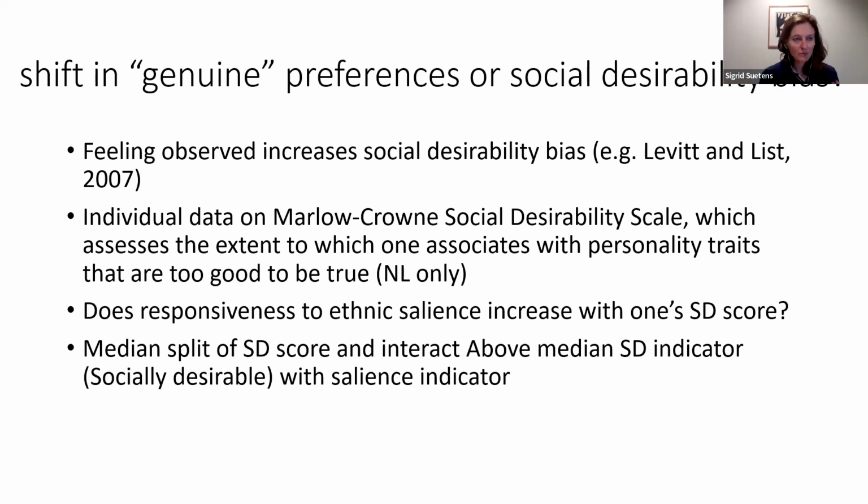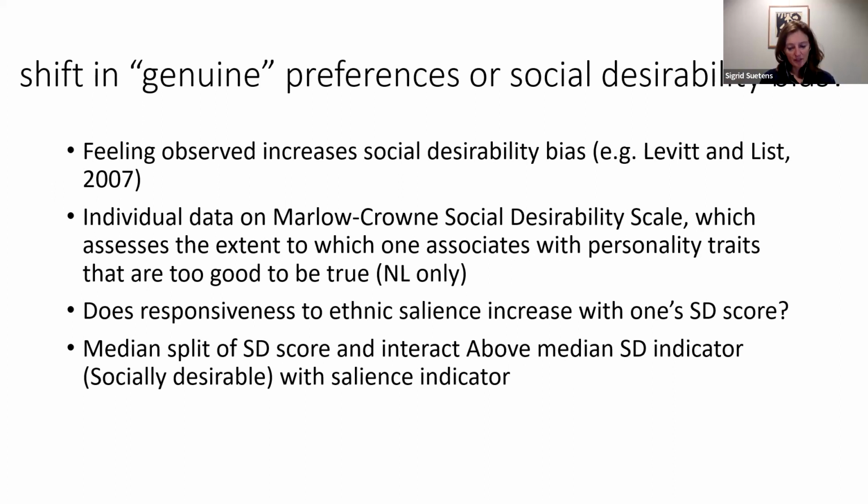So that's what we mean with the effect of, or the mechanism of, social desirability bias. And these data on what is called the Marlowe-Crowne social desirability scale are also available in the LISS panel. They assess the extent to which one associates with personality traits that can basically be too good to be true. We only have those for the Dutch data also. And also here we can do this triple interaction exercise, right?